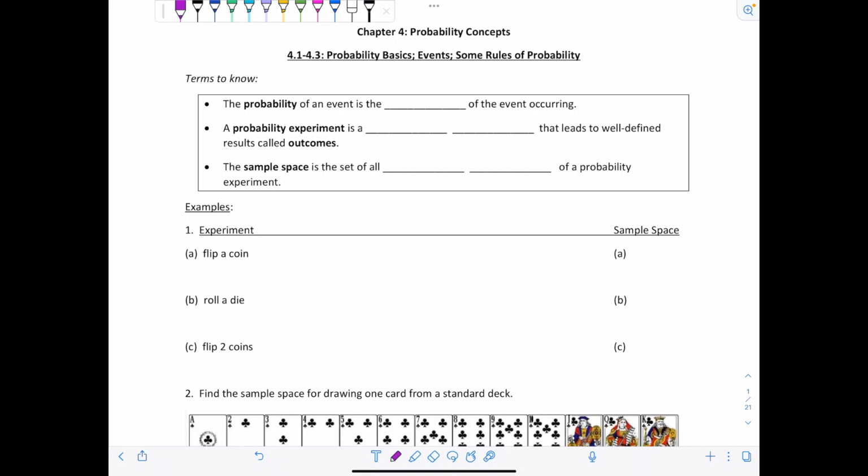In this video, we're going to start Probability Concepts, Chapter 4, and we're going to cover sections 4.1 through 4.3: Probability Basics, Events, and some rules of probability.